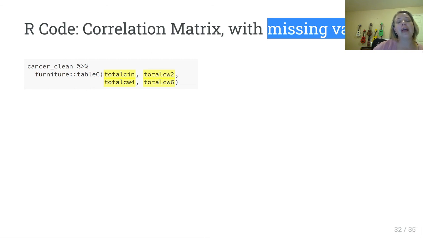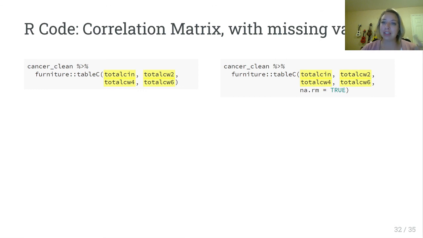So in this data set, everyone has a value at intake at 2 weeks and 4 weeks, but at 6 weeks, some people dropped out of the study, and so they have a missing value at 6 weeks. So we've seen this option in several things. NA.RM equals TRUE. The NA is the missing values, RM is removed. So this will take the missing values and remove them. This is doing what's called listwise deletion in a correlation matrix.